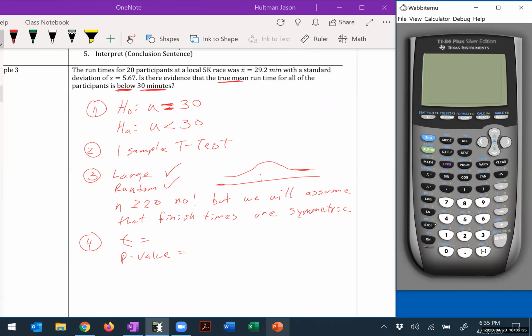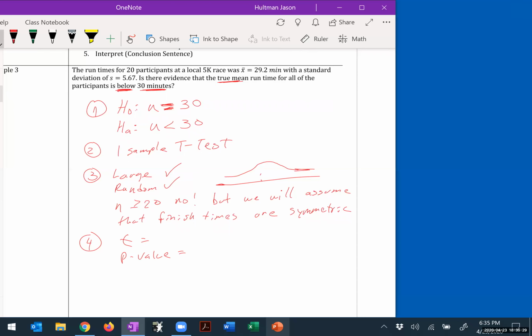Why is my calculator not wanting to run? Let's reboot that. Things get slow when I pull up the browser. So there we go.